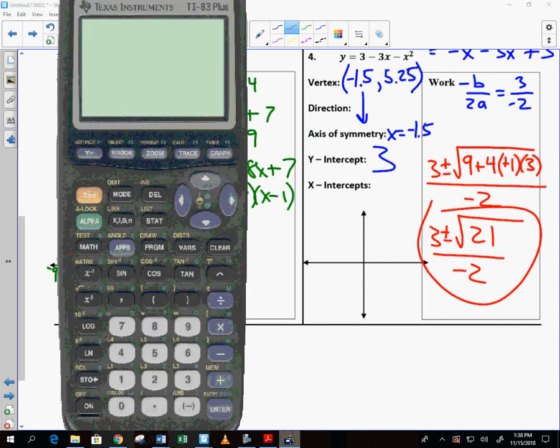I want to turn it into decimal. And I want to be clear. When you do turn it into a decimal, you got to be very careful.